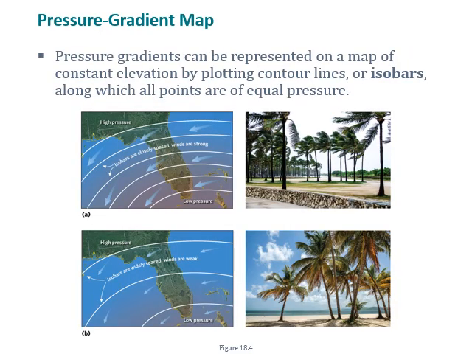A pressure gradient can be represented on a map of constant elevation by plotting contour lines or isobars along which all points are of equal pressure. So in the top 2 figures of a map of Florida and a picture of some palm trees, we have the different isobars or curved lines representing different pressures that are spaced closely together or densely packed. And when they are spaced closely together, we have strong winds.